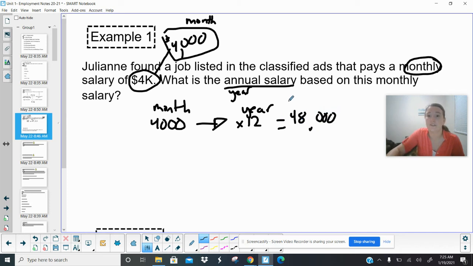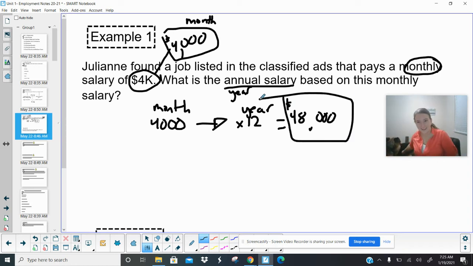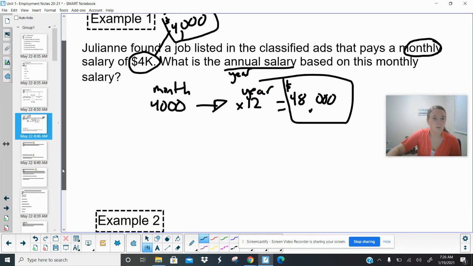Now you ask yourself, does this make sense? Yes, because 1 month is a smaller time period than a year. She makes more money. If you're looking at this and you're like, wait, I ended up with a smaller answer than 4,000, that's impossible, then you should multiply instead of divide. Again, think. Do I need to go from smaller to bigger or from bigger to smaller? Let's go ahead and try the next one.